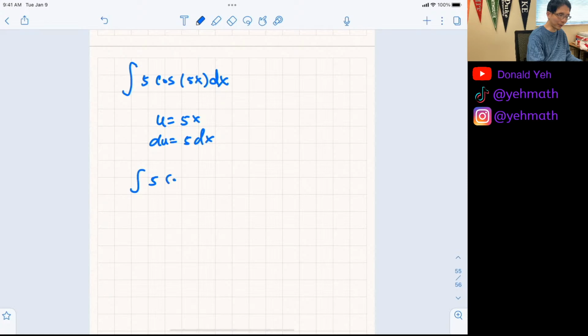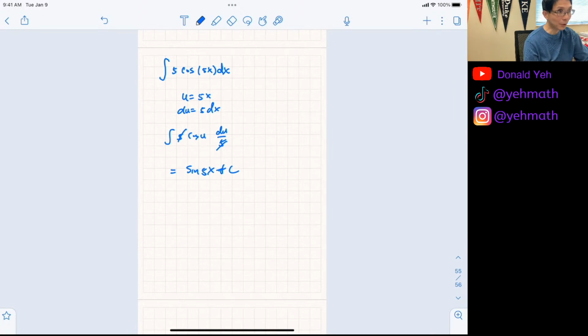So 5 cosine of u, and this is going to be du over 5. The 5 cancels out. Now, it doesn't matter with a constant, because constants don't have to cancel out. They can take it outside. So it doesn't even have to cancel out. As long as you got u equal to that, with a constant, you can factor out if you want. So that's going to be sine of u plus c, and that's it, done.